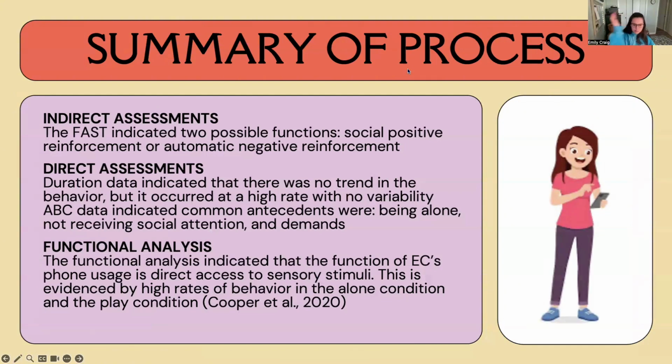So this is just kind of a summary of everything that I've already talked about. The FAST, or the indirect assessment, gave social positive reinforcement or automatic negative reinforcement as possible functions. The direct assessments indicated there's no trend in the behavior, but it is occurring at a high rate. As far as ABC data, I think the antecedents were very helpful in knowing what the function could be. So being alone, not receiving social attention, and demands.